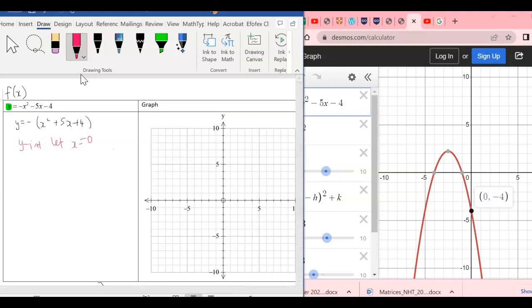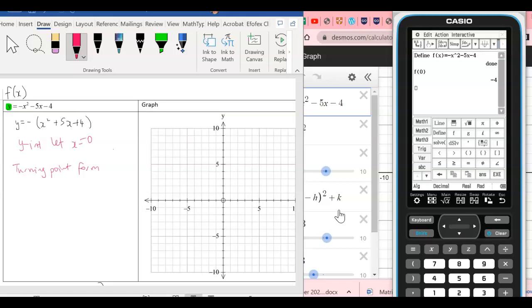All right, the next thing we need to do is transpose it to get into turning point form. Now, the other brand of calculator, the TI, does completing the square, but we have to be a little bit smarter and go about it a different way. So we're going to actually just find what the turning point is.